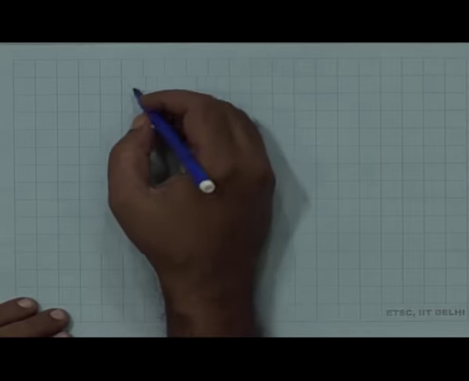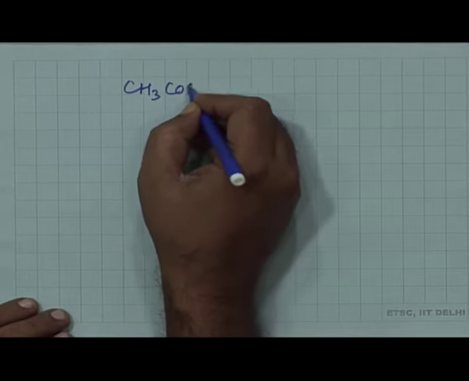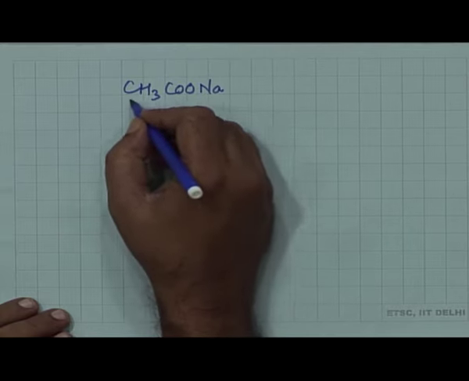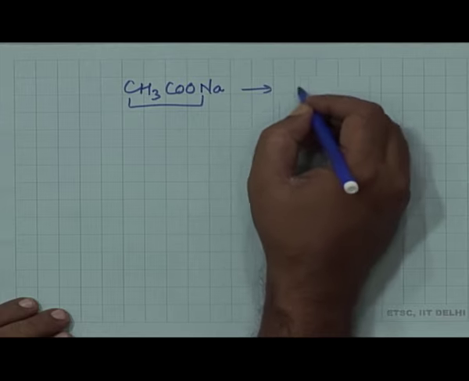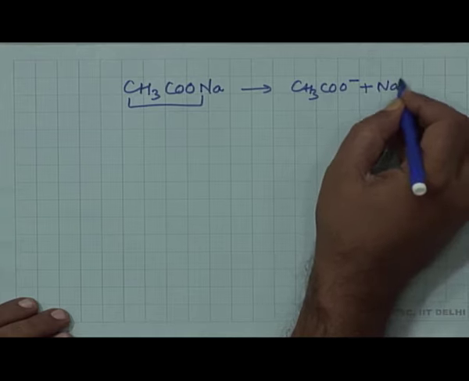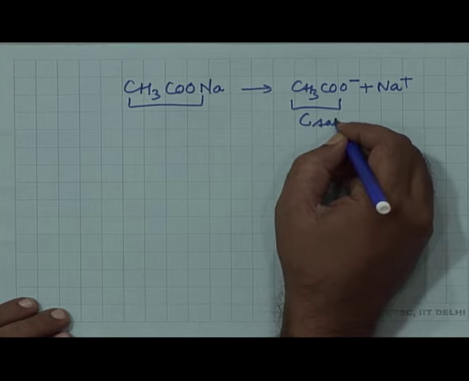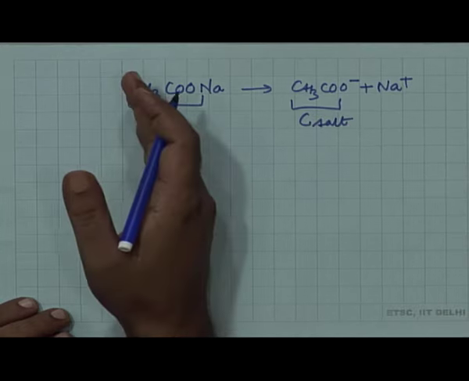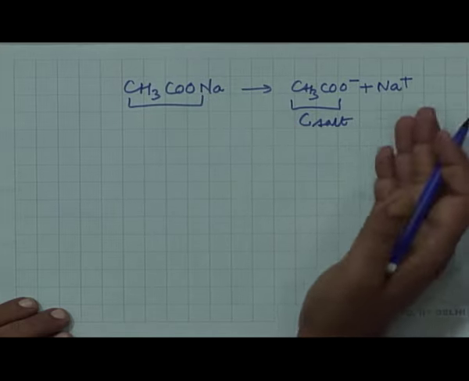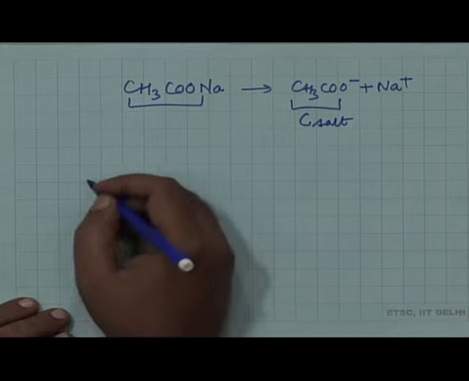Okay. So, let us talk about this solution. So, you have a salt, and we know that since this is a soluble salt, it will completely dissociate into CH3COO minus plus Na plus, and the concentration of this will be equal to C salt. Since all the salt has dissociated, the concentration of CH3COO minus will be equal to C salt.